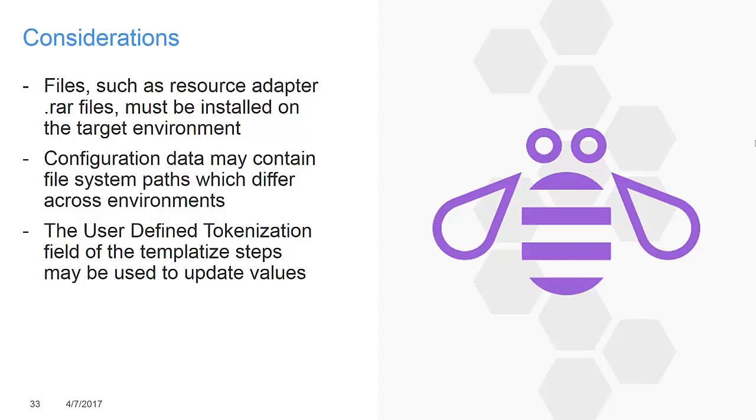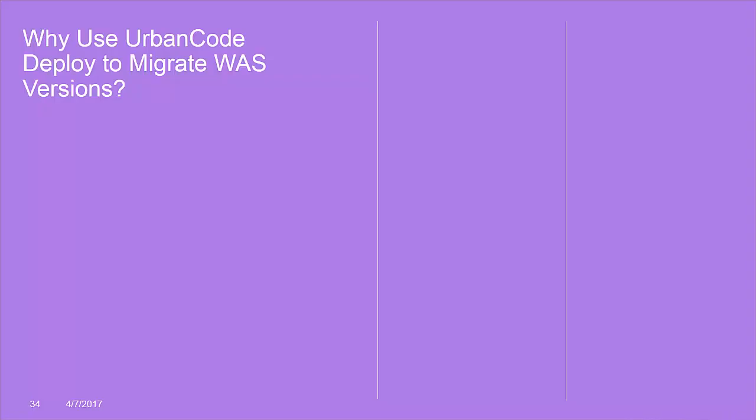Now the good news is that our templatized steps include a field that basically does a find and replace in your configuration data, so they could update the configuration data without having to open up a text editor and manually edit JSON files. You may still be wondering, why use UrbanCode Deploy to migrate WAS versions when WebSphere itself provides migration tools?